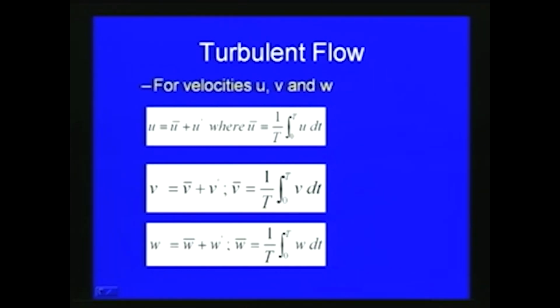So, there will be a mean velocity component and then there will be an instantaneous velocity component, and then we will be adding them together. That will give the velocity in the x, y or z direction at the appropriate time. So, this is the way we describe the velocity component.